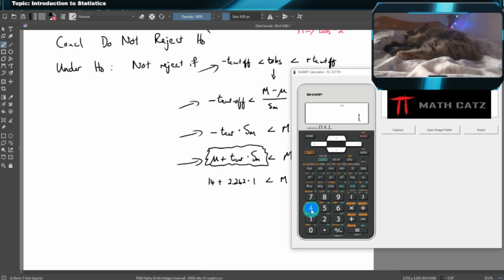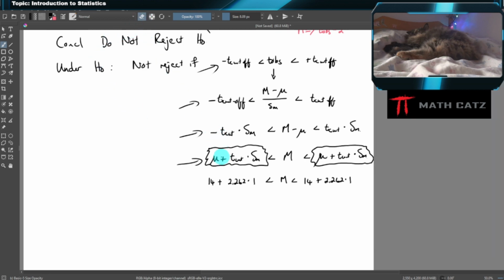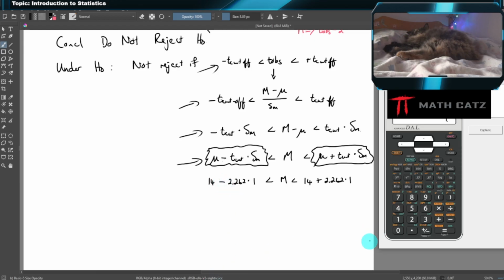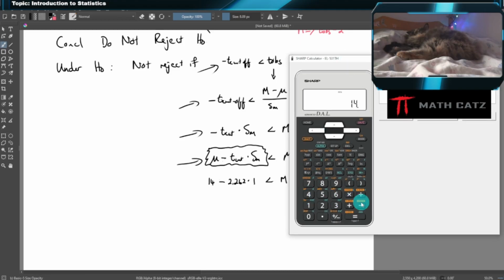We have 14, oh, both plus? No. I missed my plus. My minus accidentally turned into a plus here. That is not right at all. It was a minus there. Minus. Sorry for the confusion there. Let us see. 14. I know I can do it in my head, but, you know, for dramatic effect. 2.262. And I want to show my calculator. Times 1. Boom. 11.738.